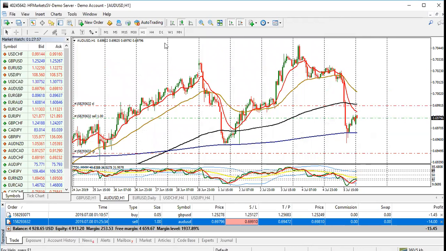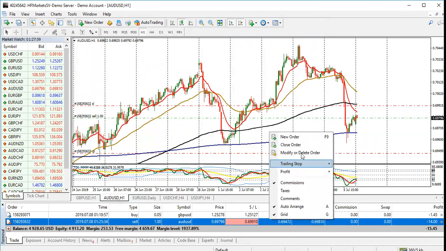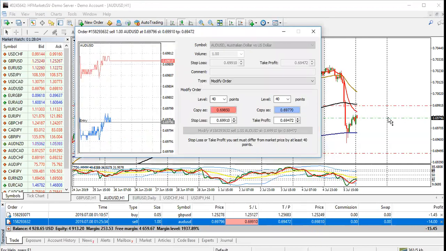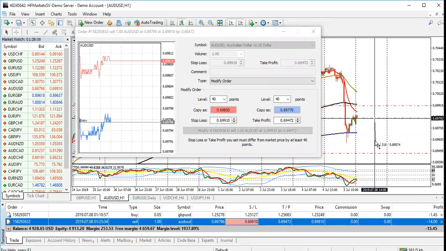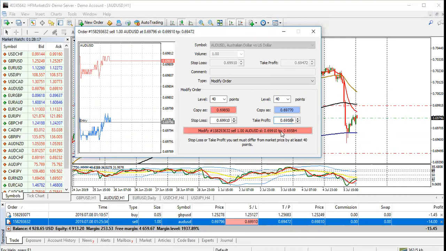Of course I want to adjust for take profits too manually, or I go to modify by right clicking. It shows me here. I take my cursor here, and then I drag from here. I want to take profit at just 20 pips, 0.6958. Then I enter 0.6958, and I click modify, and then price modifies itself. So that's how it works.